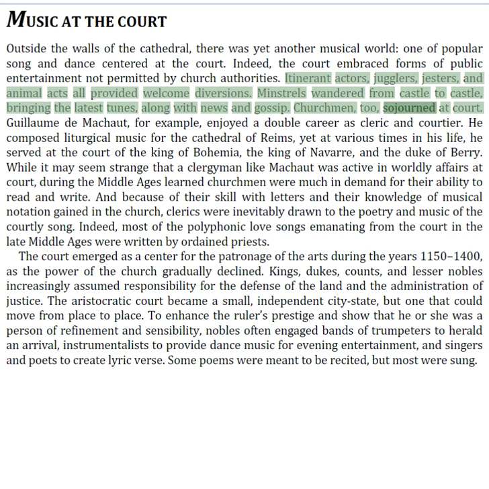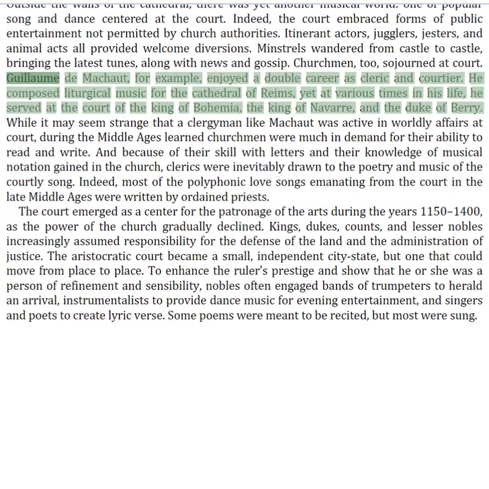Churchmen, too, sojourned at court. Guillaume de Machaut, for example, enjoyed a double career as cleric and courtier. He composed liturgical music for the Cathedral of Reims, yet at various times in his life, he served at the court of the King of Bohemia, the King of Navarre, and the Duke of Berry.